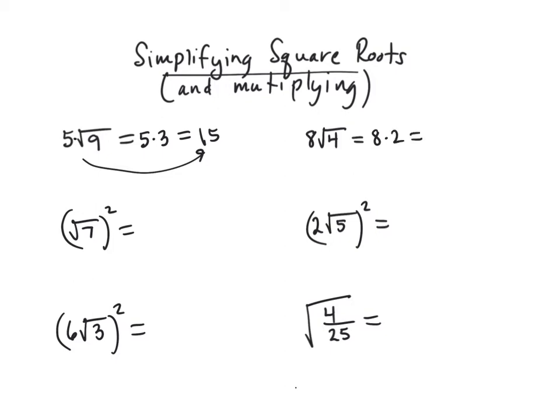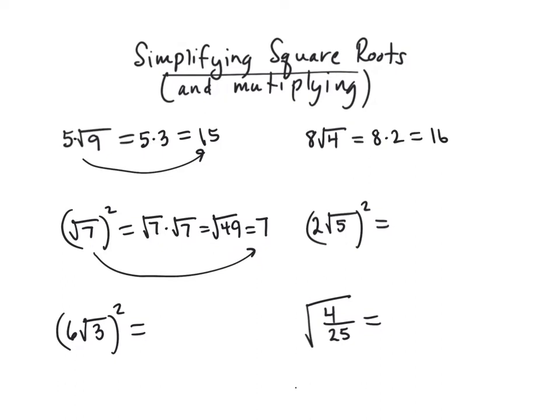8 times 2 is 16. Root 7 squared. That's root 7 times root 7, which is root 49. And the square root of 49 is 7. Root 7 squared is 7.